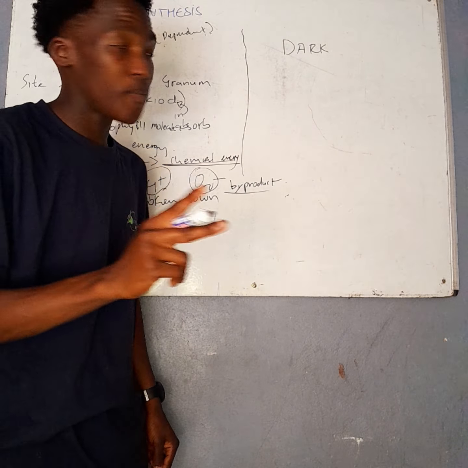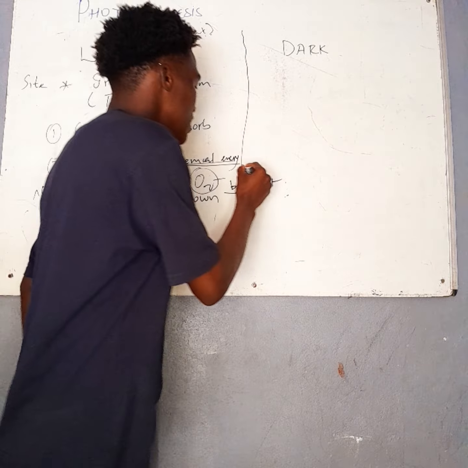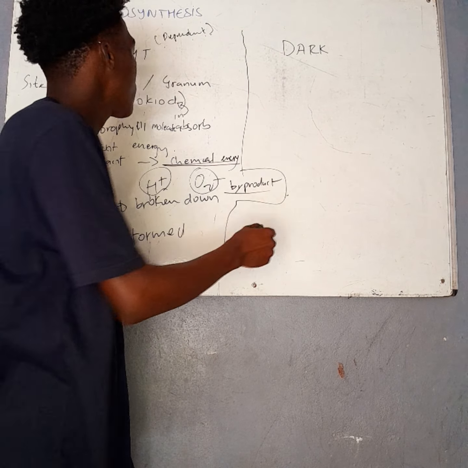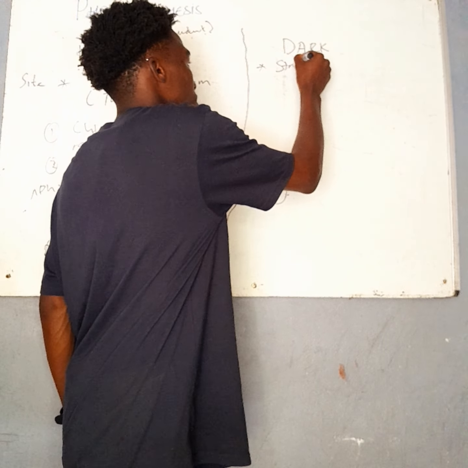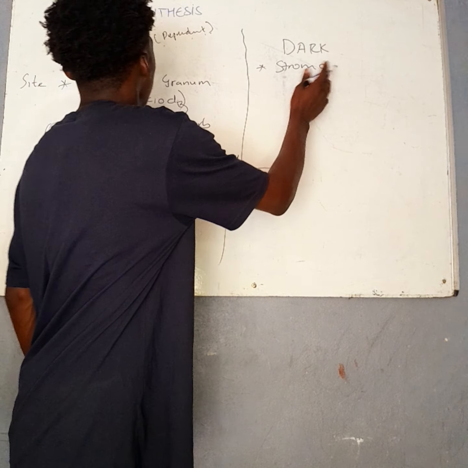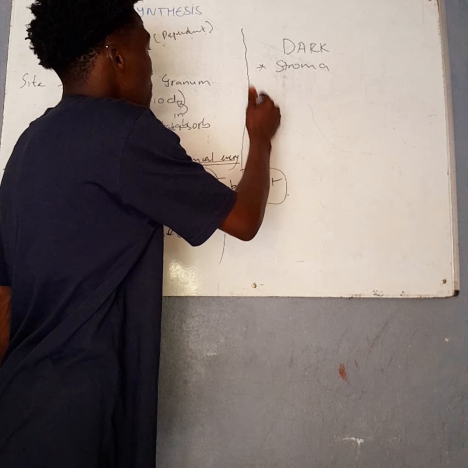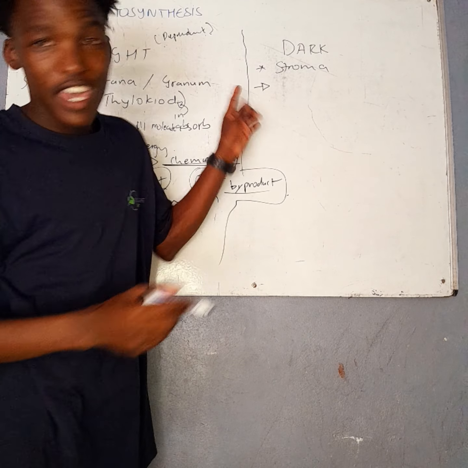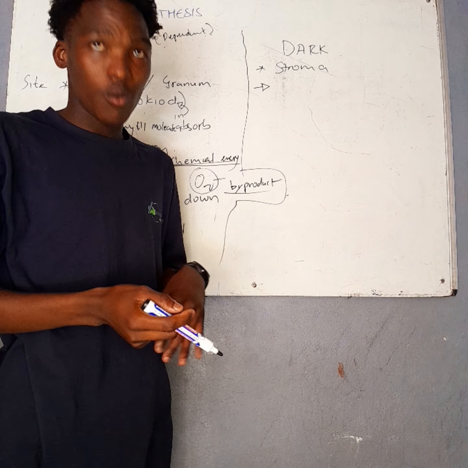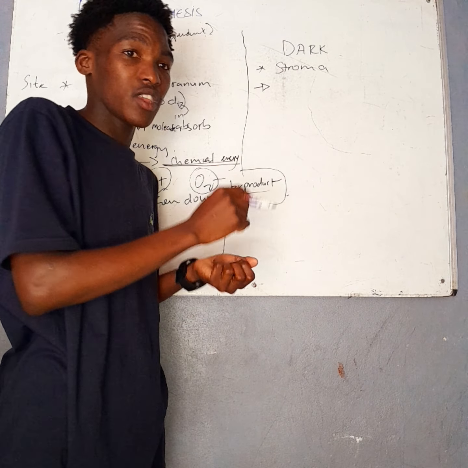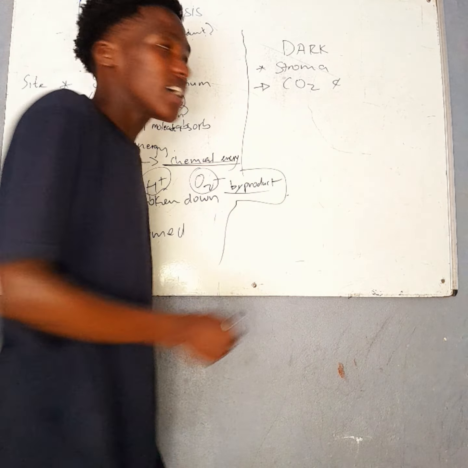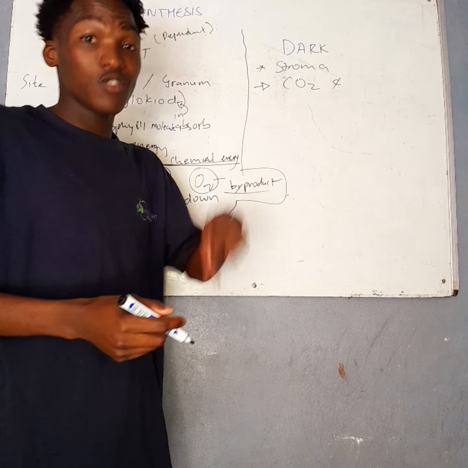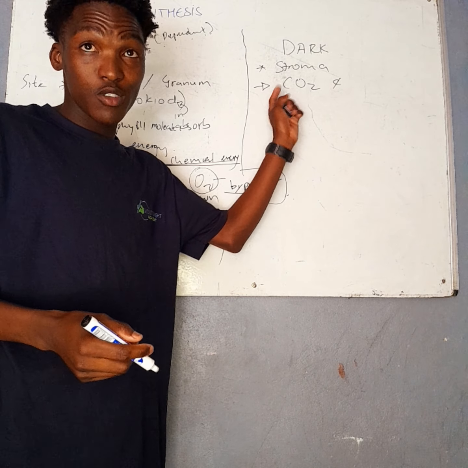So now this happens in dark phase. In dark phase, the site where it takes place is the stroma. So that is the site where it takes place, in the stroma. So here in the dark phase, we will be using the requirements. Carbon dioxide from the atmosphere, remember, this is from the atmosphere.